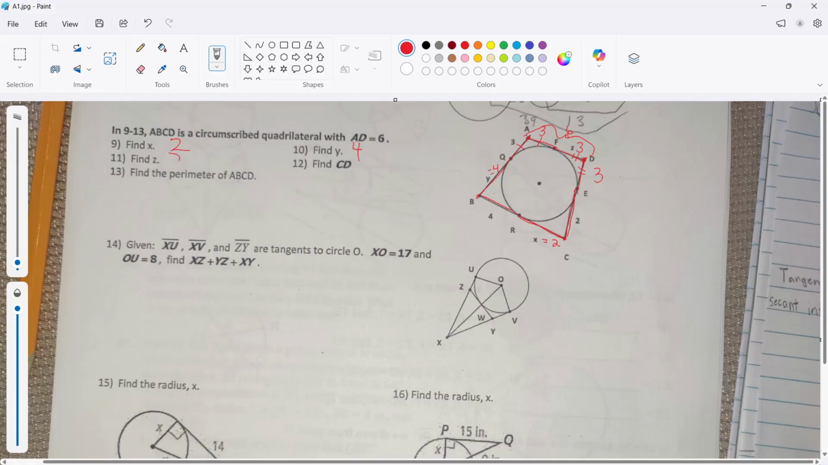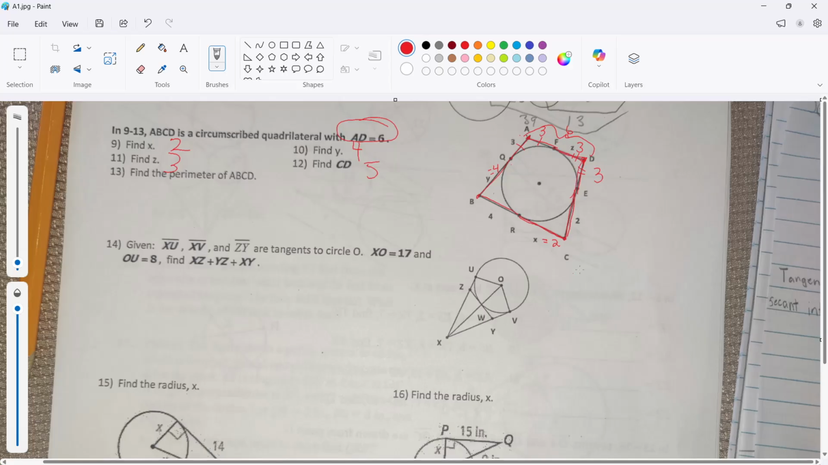And that's, remember, because of this fact, AD equals 6, and I knew that QA is 3, therefore AF is 3. Is that an F? Yeah. And if AD is 6 and AF is 3, then FD is 3. Find CD. CD is 3 plus 2, which is 5. Again, these two segments have to be equal.